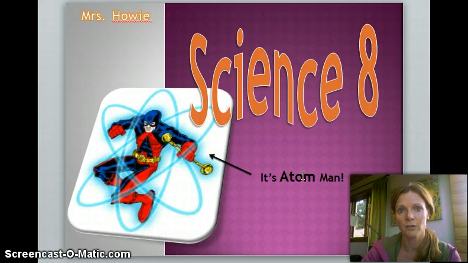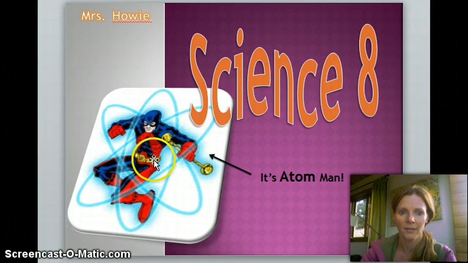So I was Googling images as usual, and I found Atom Man, which I thought was pretty funny. Maybe I'll be Atom Man for Halloween or something. No, I thought that was kind of funny.